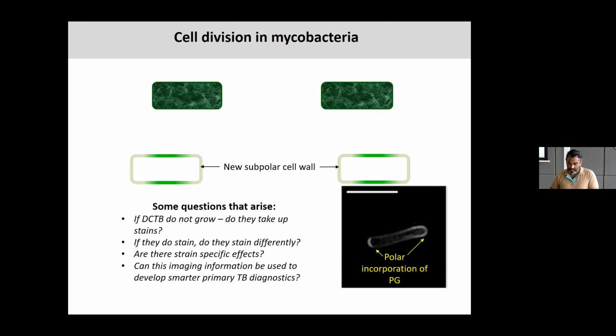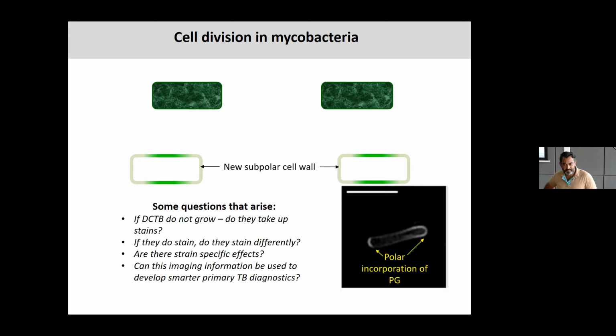Okay, so some questions now arise with our DCTB problem. If DCTB do not grow, do they take up these stains? Can we use these stains to detect them? If they do stain, can they stain differently? To answer your question, can you find them quickly?